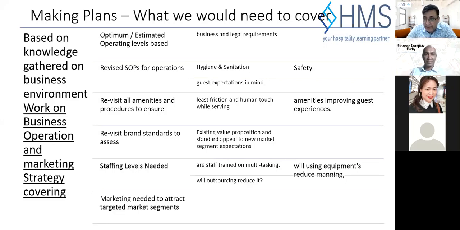Marketing related things. Now, a lot of hotels in the crisis would stop marketing activities, would stop traveling, would stop doing digital marketing, would stop doing the advertising. I'm not saying you need to continue that, but you need to refocus on it. You need to think what are the target market segments. As we know, our target market segments would be families, would be individual travelers.